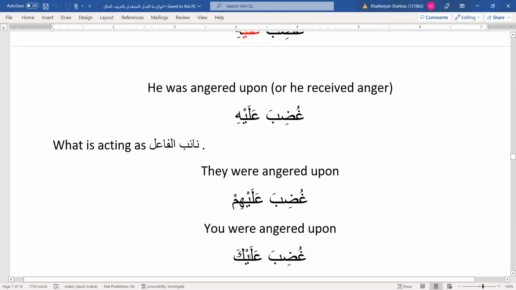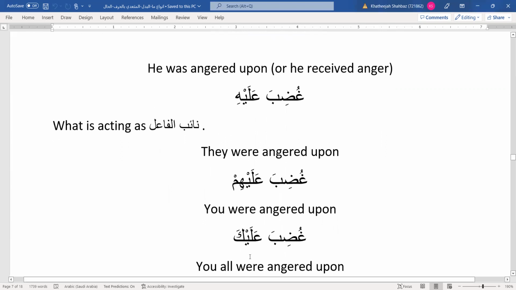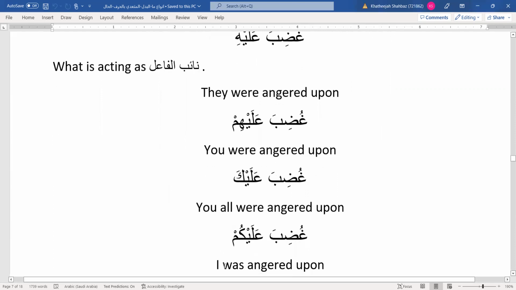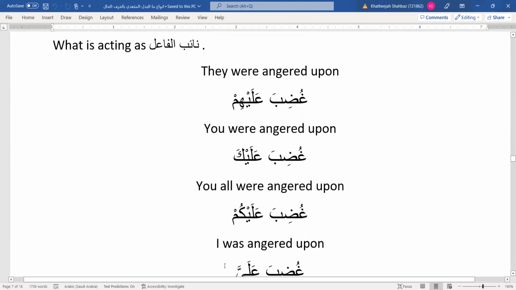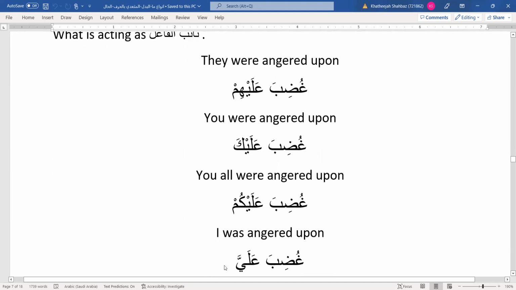How to say you all were angered upon? غضب عليكم. Good. So what is the naibul fa'il here? Alaykum. Alaykum is the naibul fa'il. How to say I was angered upon? غضب علي. Very good. I was angered upon. So what is the naibul fa'il? Alayya.